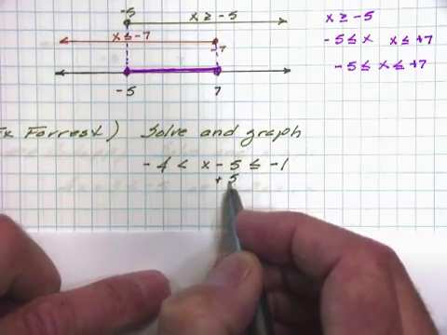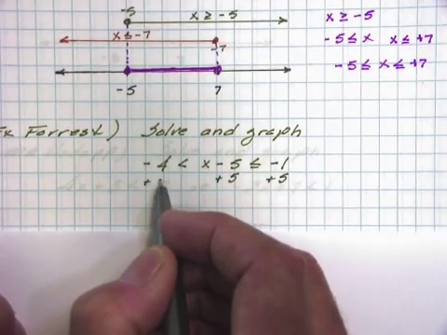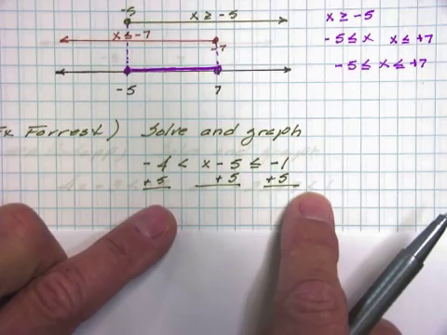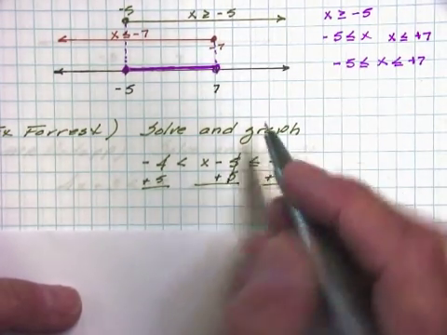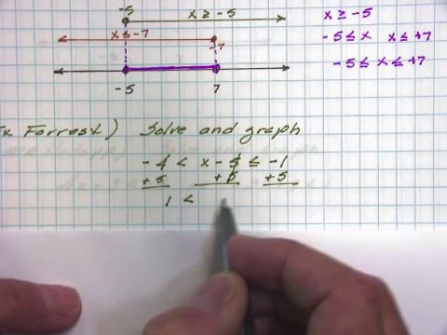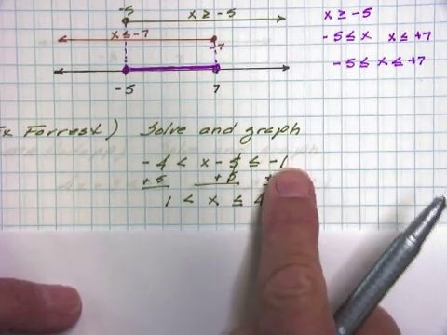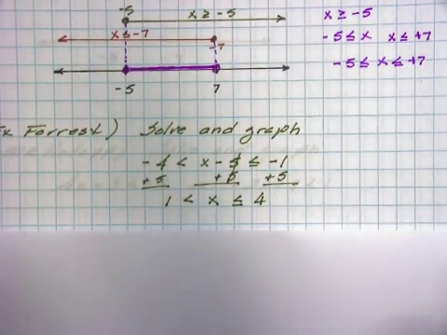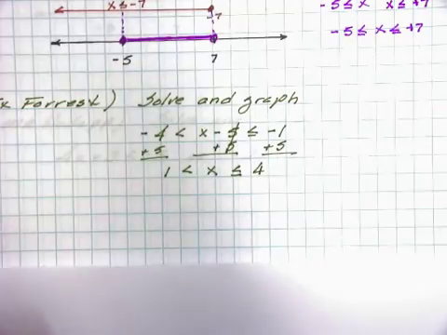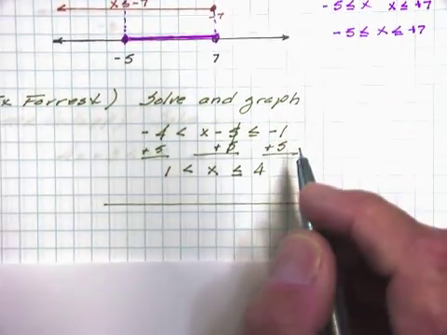So what I'm going to do is I want to get x by itself, so I have to get rid of this minus 5. So I'm going to add 5 to the middle, going to add 5 to the right, and I'm going to add 5 to the left. So see how I had to do that in all three places? All right, the negative 5's cancel, and I have negative 4 plus 5 is 1, is less than x is less than or equal to 4, because negative 1 plus 5 is 4. Now, that's what I want. I just have to graph it.